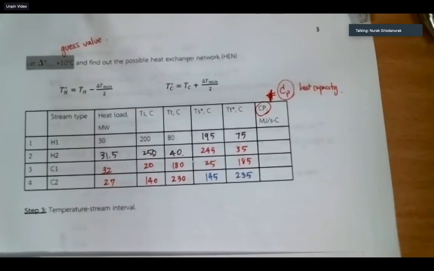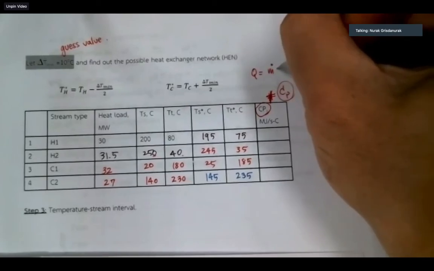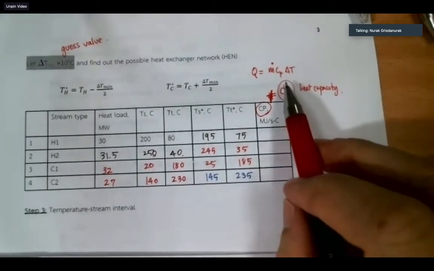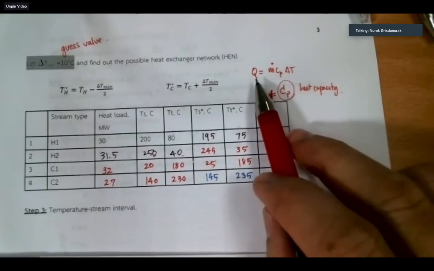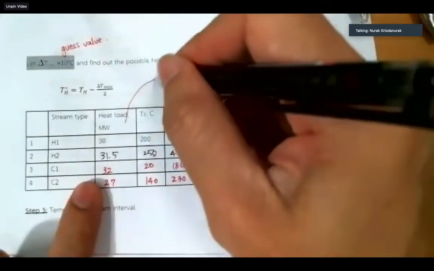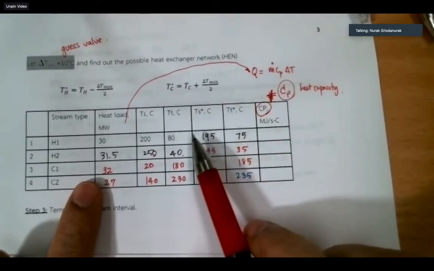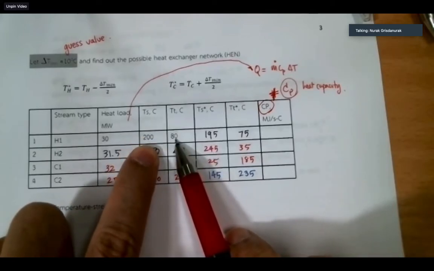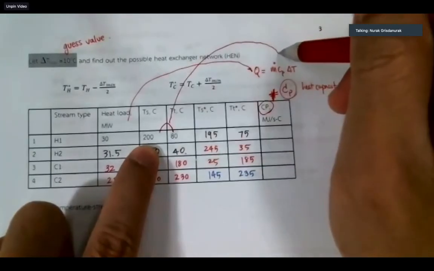ความจุความร้อน So you know from Q equals M dot CP delta T, right? This is heat capacity. But now I got the heat load. Where is the heat load? Right there. Do I get the temperature difference? Yes, I get a temperature difference equal to 120, right? So these two columns here become that one.